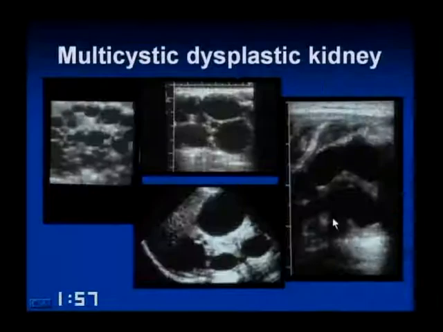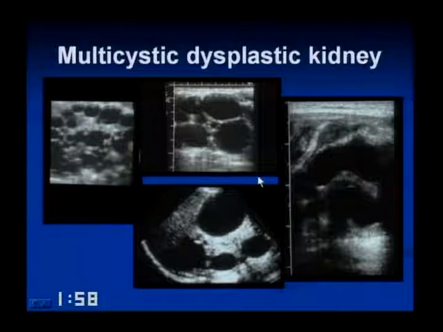Then I have a collection here of varying looks of multicystic dysplastic kidney. On your left is more the bunch of grapes type. Many cysts, varying sizes, arranged randomly. In the middle on the top, some larger cysts peripherally, some small cysts centrally. The slide on the bottom, another look. The image on your right shows the cysts looking very tubular. So these are all different multicystic dysplastic kidneys.